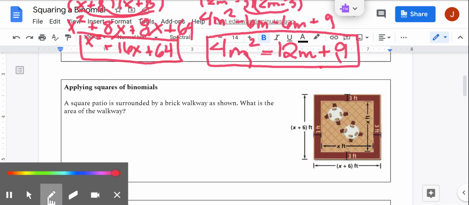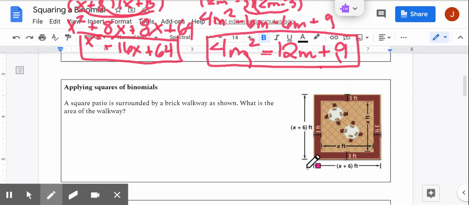The next thing we're going to do is apply this to a real world problem. So it tells us here that a square patio is surrounded by a brick walkway as shown. What is the area of the walkway? So we know that we have an area, and here the dimension of the entire patio and walkway together is this x plus 6 in length. We know that the inside, just the patio without the walkway, is a square with length x by x.